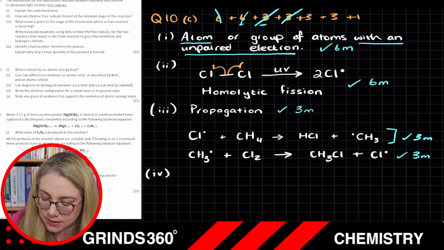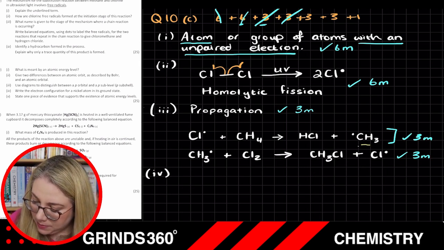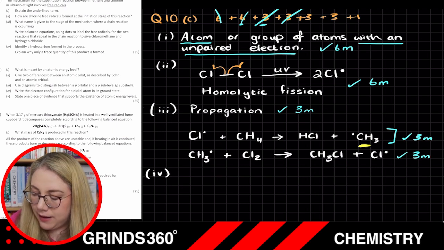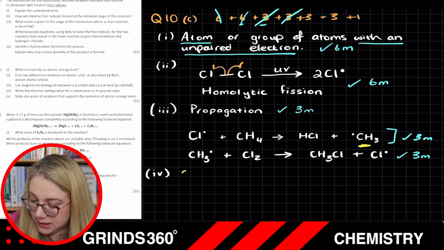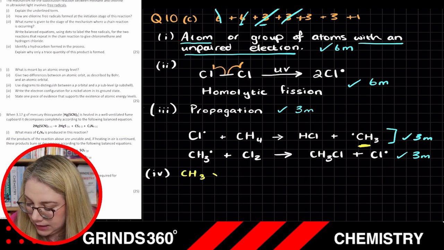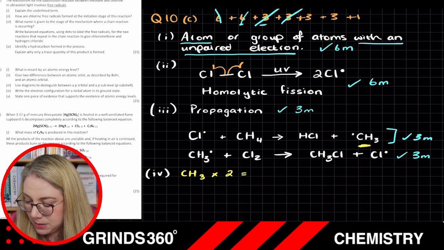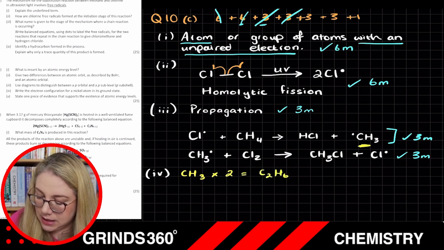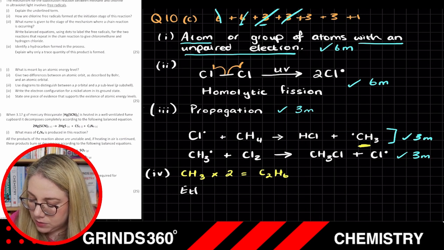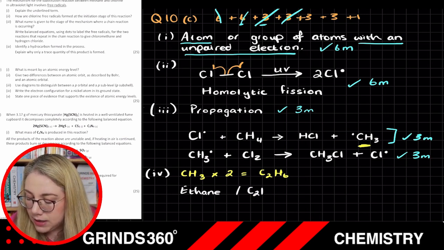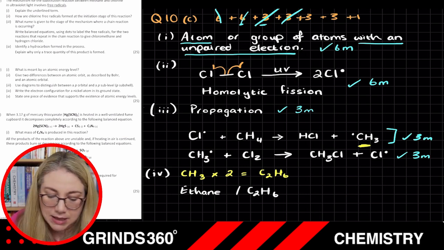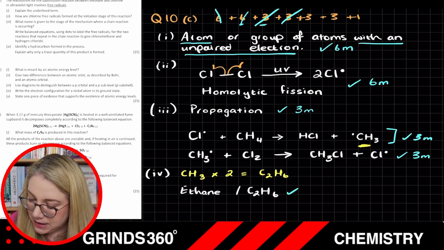Now, to figure this out, step 2 propagation is this one here. You have CH3. So you take CH3, your methyl free radical, and you times it by 2. That will be C2H6. So my longer chain hydrocarbon will be ethane. Now, it just said identify, so you can write ethane or you can write the formula C2H6. It doesn't matter. And for that, that's my next correct answer, which I get 3 marks for.